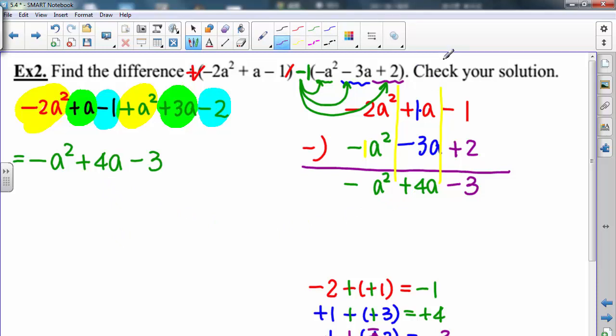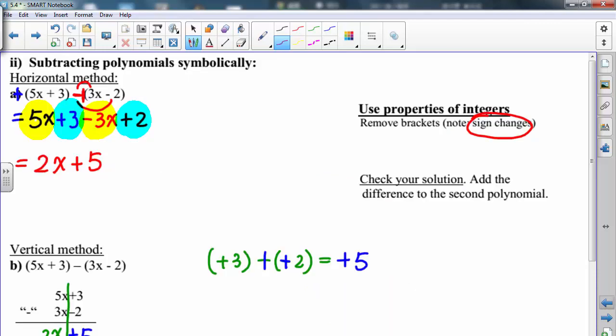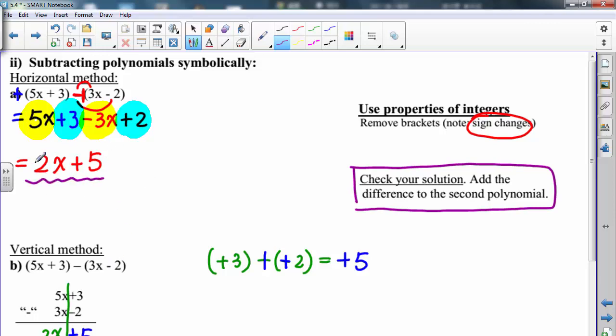Right now, I want to check my solution. How can I check my solution? If I go back to the first one, there is a hint for you. Check your solution. Add the difference to the second polynomial. Then you should get the first polynomial in the subtraction. For example, this is the difference. I add this difference, 2x plus 5, to the second polynomial, 3x minus 2.